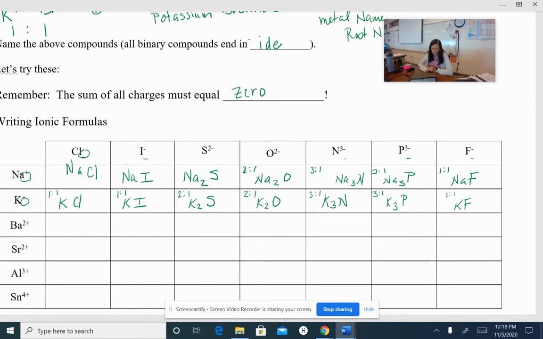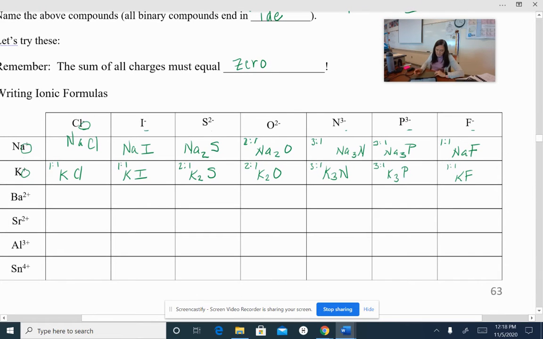Okay, how's it going so far? Okay, barium is a positive 2. Chloride is a negative 1. So I'm going to need 2 chlorides to get to a negative 2 to balance out barium's positive 2. So I'm going to need 1 barium and 2 chlorides. We're going to call that barium chloride.